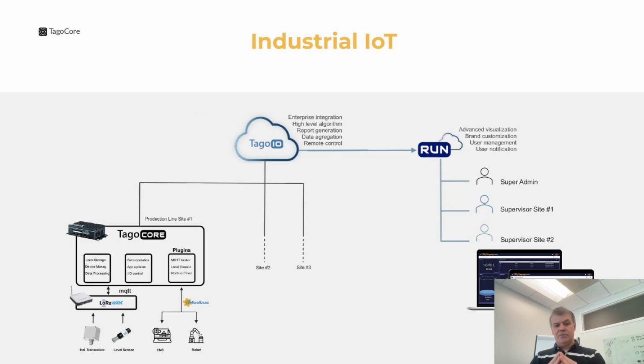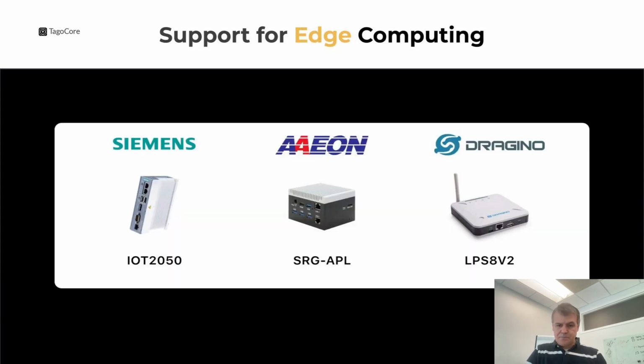So that's the beauty of TagoCore. It's not a system that you just run on the edge, but it can run on the edge and it also allows you to take advantage of Tago.io and TagoRun. So very quickly here, just to reinforce that you can run it basically on any computer. If it runs Mac, Linux, Windows, you can install it. Of course, we know people are going to use this on their own computer, but we expect people to use this more on industrial computers. And here are some examples.